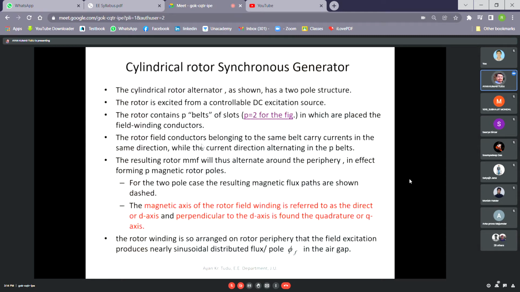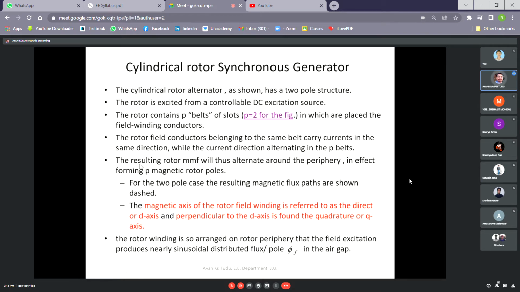The rotor field conductors belonging to the same belt carry currents in the same direction, while the current direction alternates across the P belts. Means in any one belt the current direction will be the same, but it will keep changing in an alternating way from belt to belt. It will continue to change.